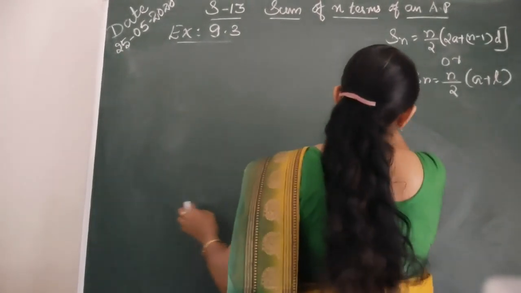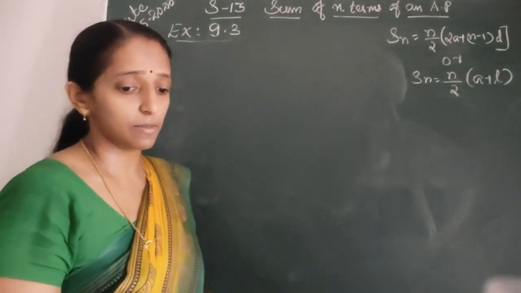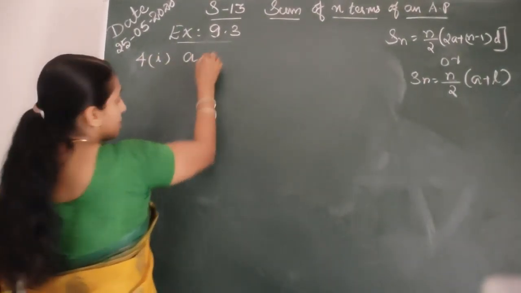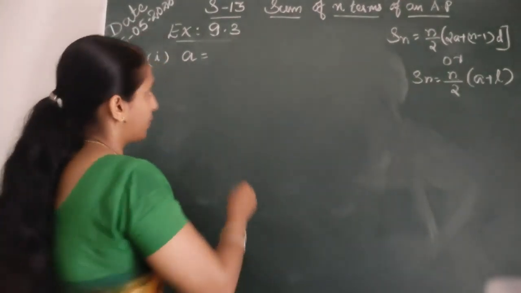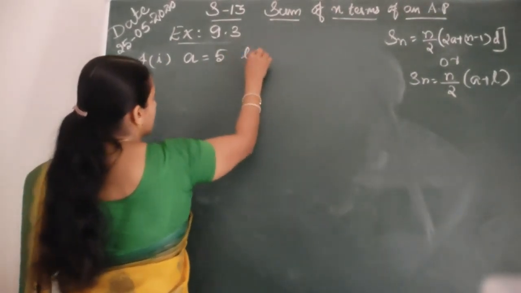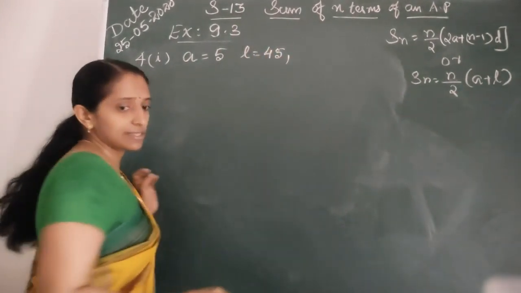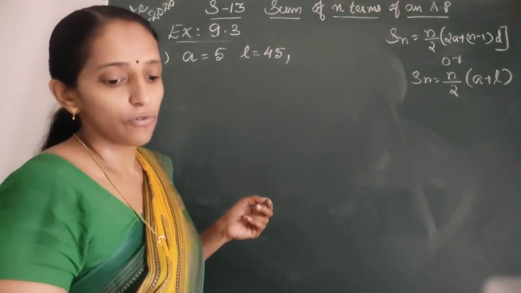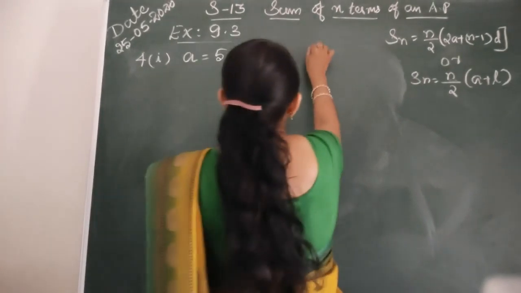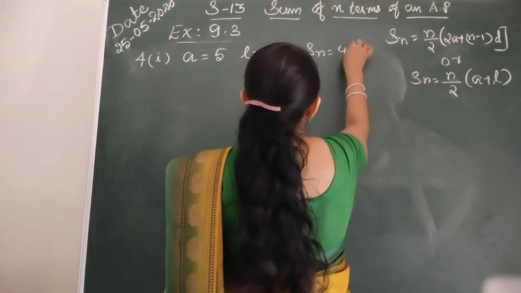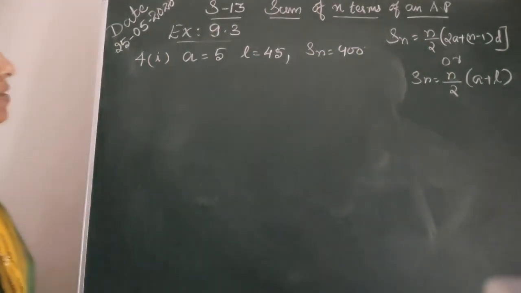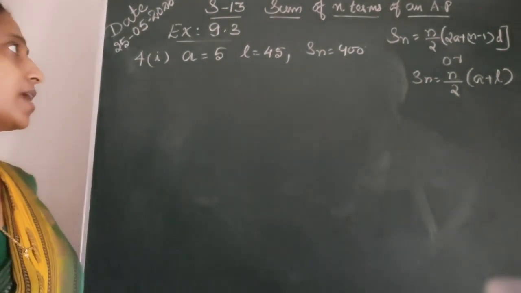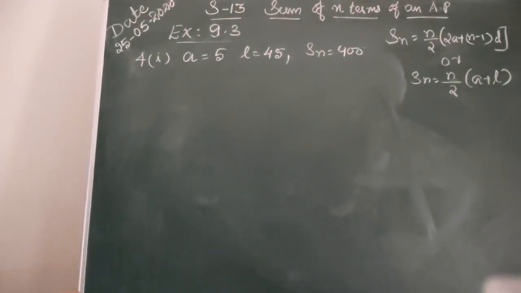So to calculate that, what are given? What are the terms given? The terms given in question number 4, first part: a is given as 5. l is 45 and sum of n terms, Sn equal to 400. Right? n is unknown as well as d is unknown. Both are unknown.